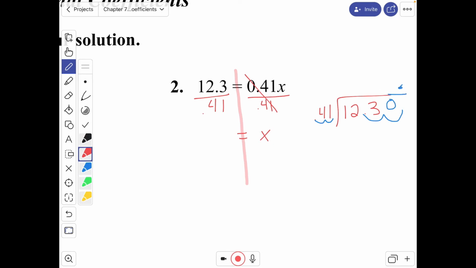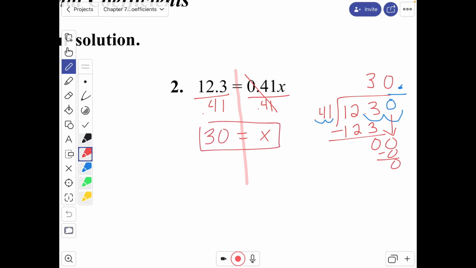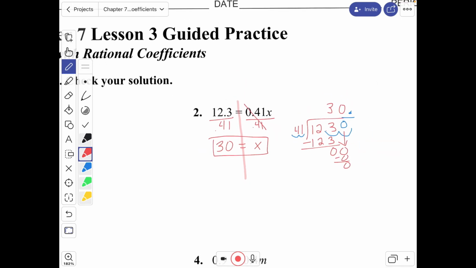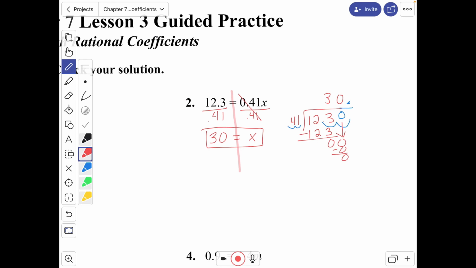So 41 does not go into 1, it doesn't go into 12, but it will go into 123 3 times. Because 3 times 41 is 123. So I have nothing left over, but I still have to bring down the 0. 41 goes into 0, 0 times. So x is 30. So if you're dividing by a decimal, don't forget you have to move it over to the end.